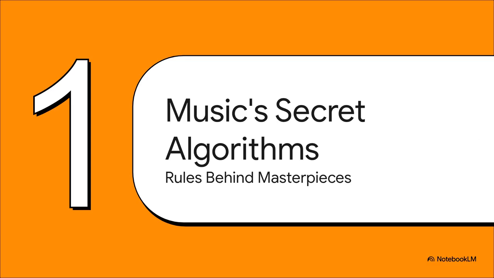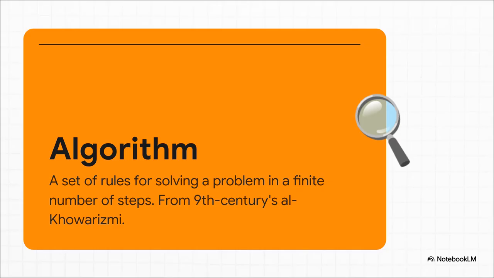All right, Section 1. Music's Secret Algorithms. We're going to dig into the hidden rules that shape some of the greatest masterpieces ever written. So what exactly is an algorithm? At its heart, it's just a recipe, a set of rules to solve a problem in a certain number of steps. The word itself, algorithm, actually comes from the 9th century mathematician Al-Khwarizmi. But the idea, just a method for getting from point A to point B, that's something composers have been using forever, whether they called it that or not.